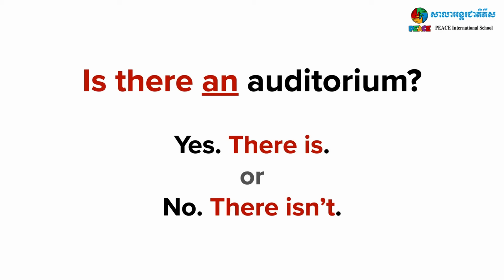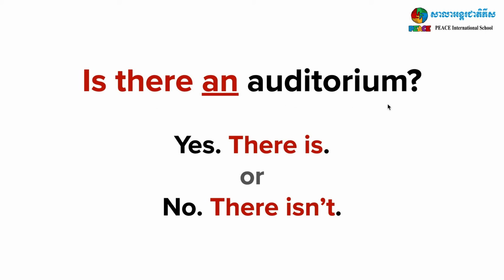Let's look at another example. Is there an auditorium? Why do we use an? Can you guess the answer? It's because A is a vowel. The word begins with the vowel sound A, auditorium. So we don't use a, we use an. So we ask the question, is there an auditorium?